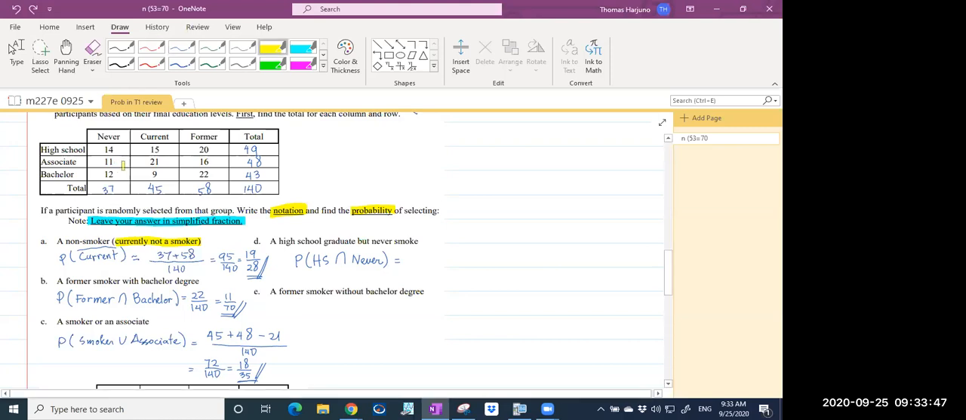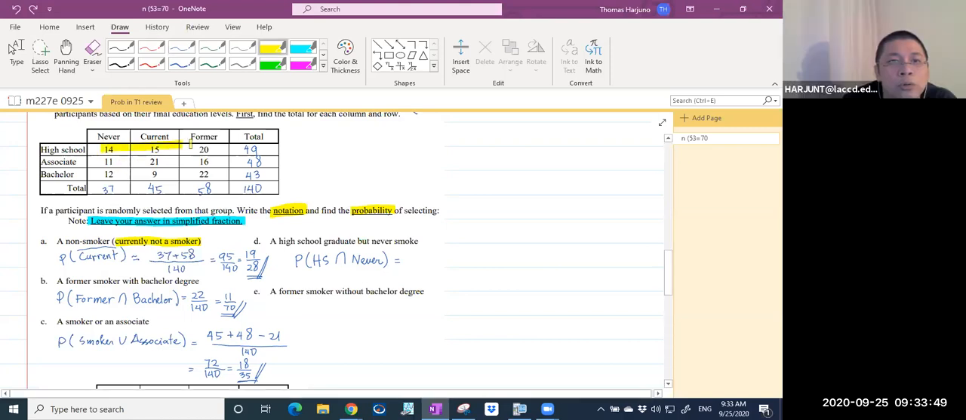So high school and never smoke. It's 14, is that right? That's 14 over 140. That's 1 over 10.